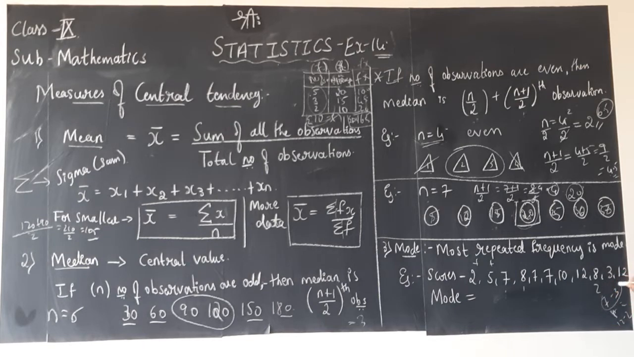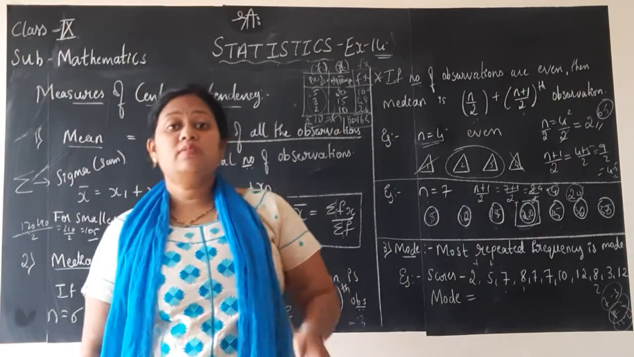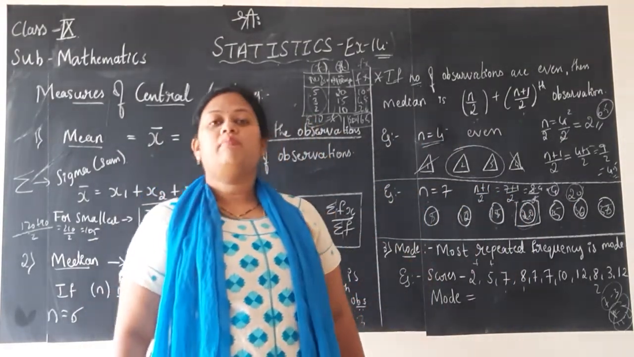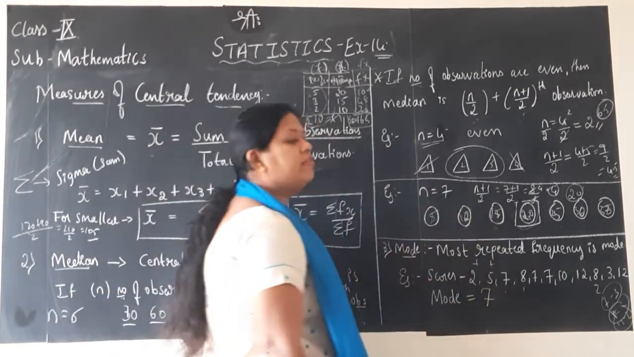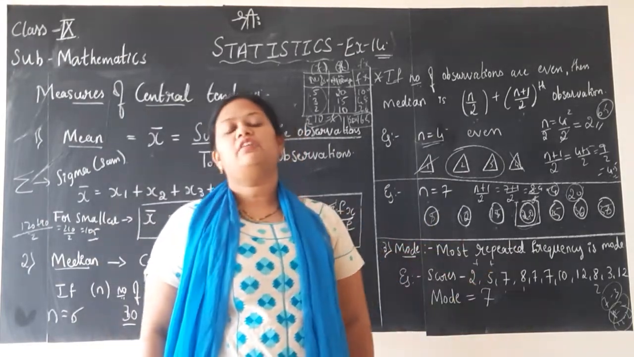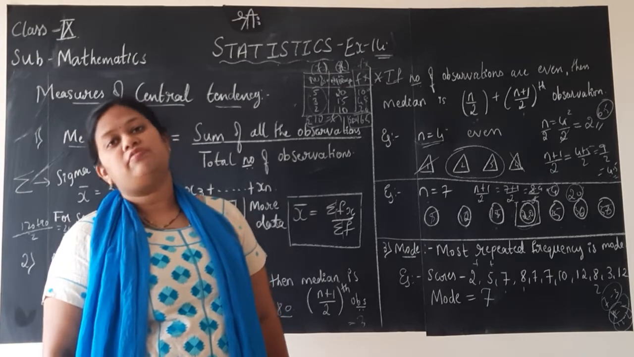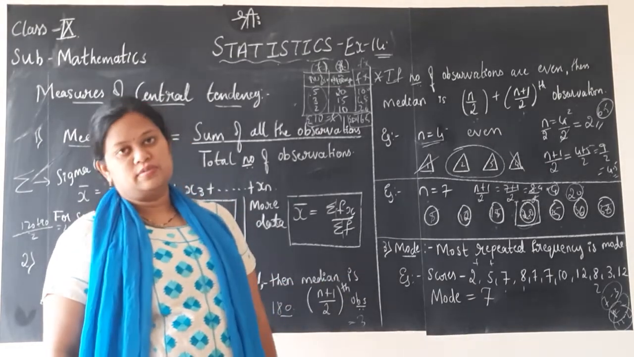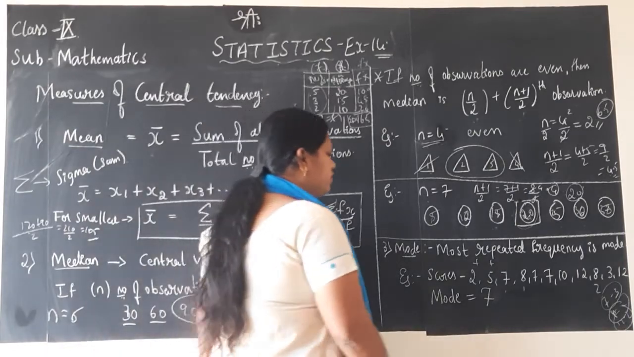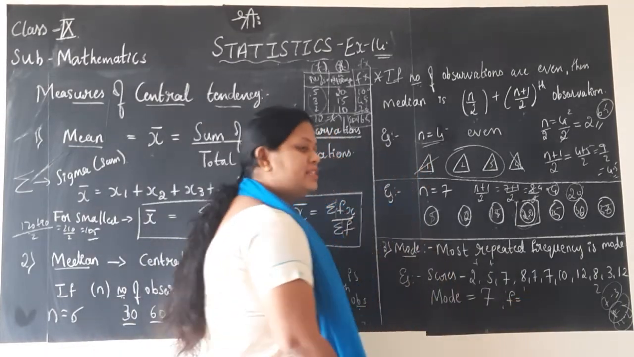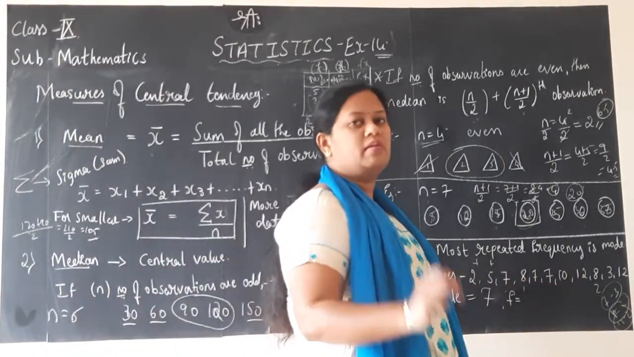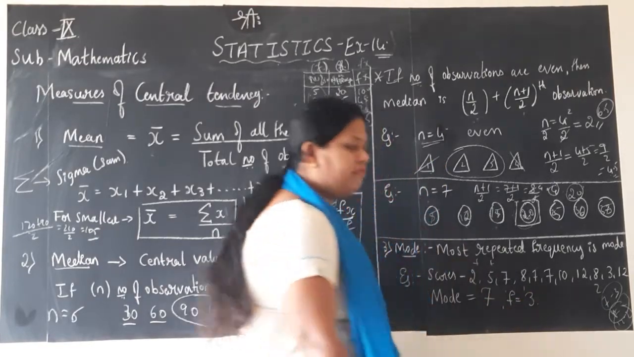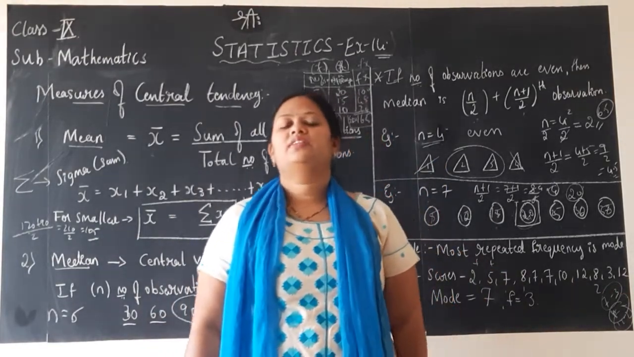So 7 is repeated 3 times, 8 twice, 12 also twice. Which is the most repeated frequency? It is number 7. Therefore mode is 7. Like this, look at the frequency column, find which is the most repeated, and write that as the mode. Whenever you write the mode, you write its frequency as well. Frequency is how many times it has repeated. Just now we found that 7 is repeated 3 times. Mode is 7 with frequency 3. Like this you will write.